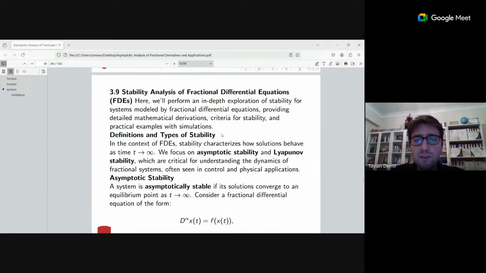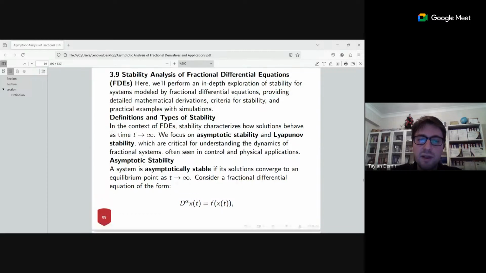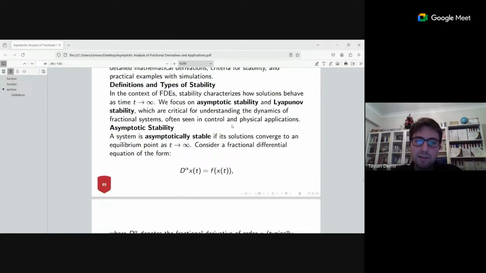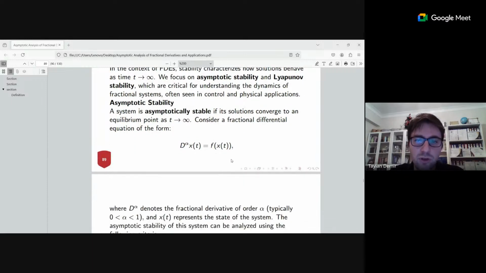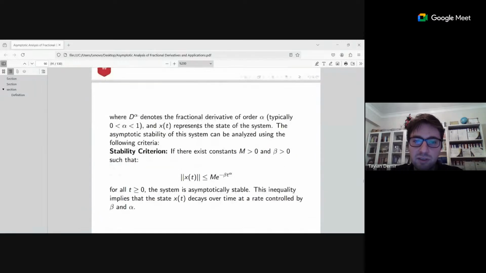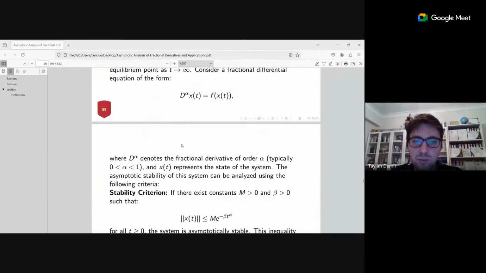Here, we will perform an in-depth exploration of stability for systems modeled by fractional differential equations, providing detailed mathematical derivations, criteria for stability, and practical examples with simulations. In the context of fractional differential equations, stability characterizes how solutions behave as time t approaches infinity. We focus on asymptotic stability and Lyapunov stability, which are critical for understanding the dynamics of fractional systems often seen in control and physical applications. This is asymptotically stable: D power alpha x of t equals f of x of t, with the equilibrium point as t approaches infinity. So we use the stability criterion to better understand our problem.